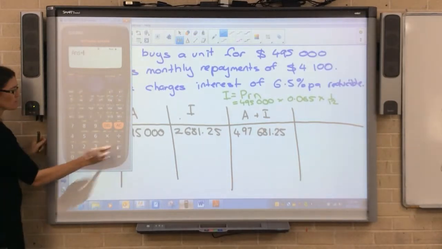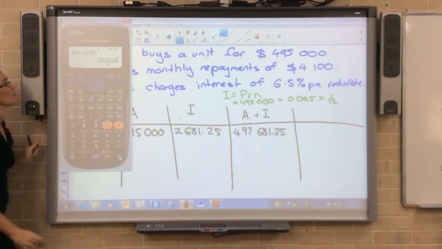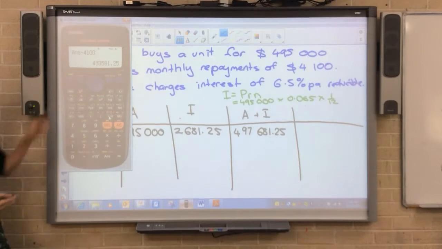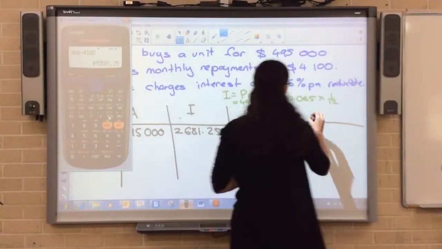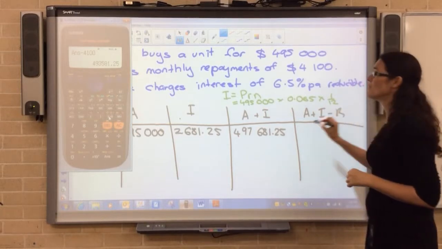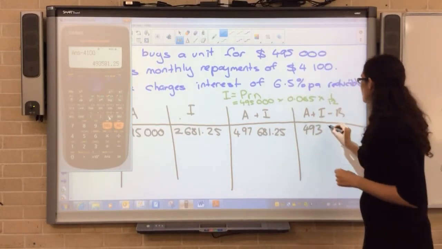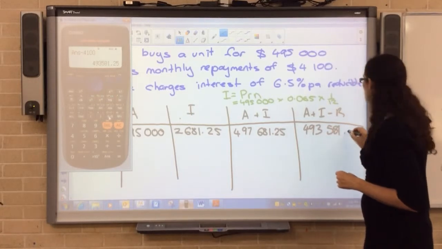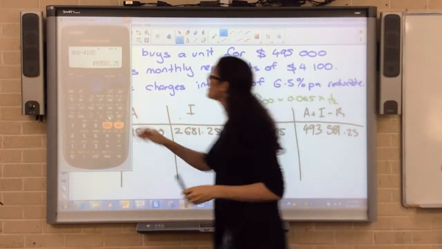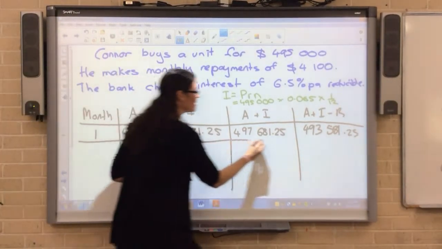And so he's going to subtract $4,100 because he paid that back to the bank at the end of the month. So after 1 month, I've got A plus I minus the repayment, which is going to be $493,581.25. Alright, we're just going to do one more column because these are very tedious.